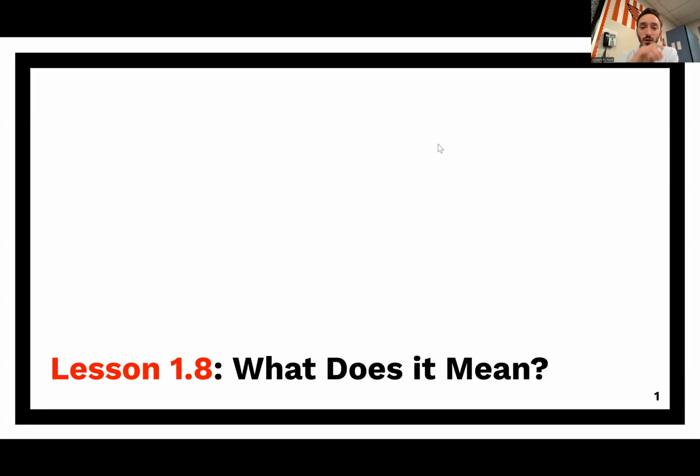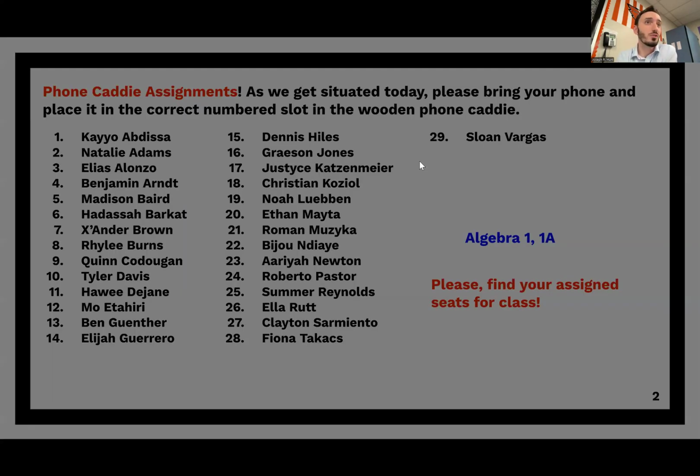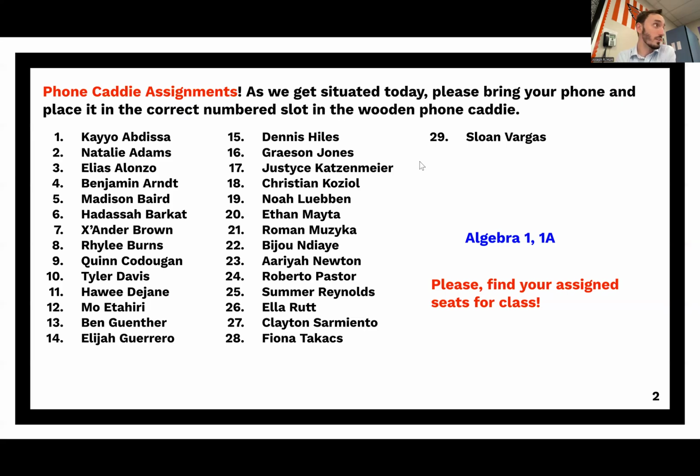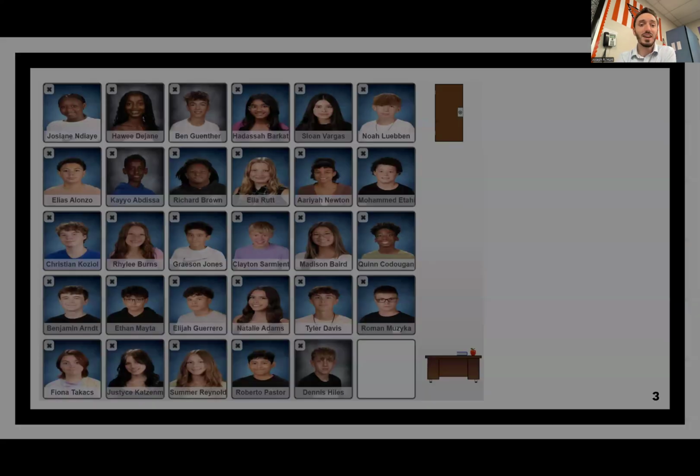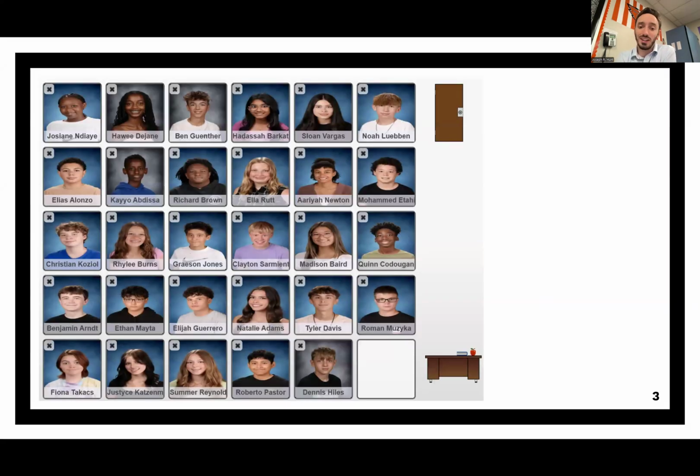As we go, you've probably noticed that we have some updates to our seating chart. Instead of tables, we are now arranged in rows for the time being. So please make sure that as you're filing in and putting your phones away in the wooden caddy with the phone slot assignments, that you're also finding your correct assigned seat. I'm going to make sure that the sub has an updated seating chart.